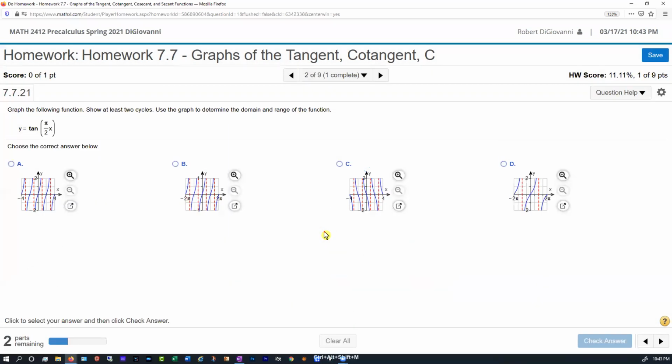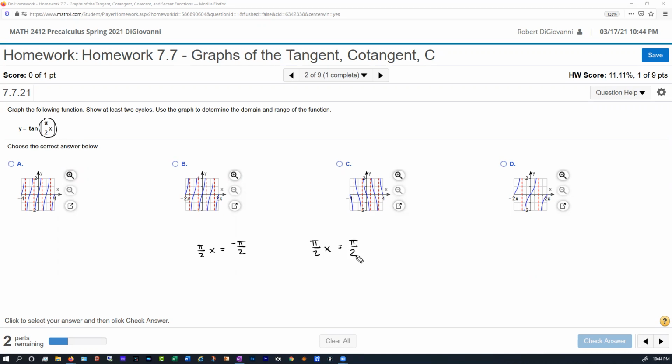All right, so next question, we want to graph tangent of pi over 2 times x. The standard thing to do on tangent is to first figure out where we have our vertical asymptotes. So we're going to take the inside of this, pi over 2 x, and set it equal to the 2 standard places that we have vertical asymptotes for tangent, which are negative pi over 2 and pi over 2.